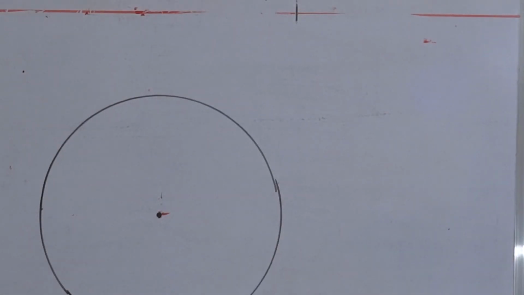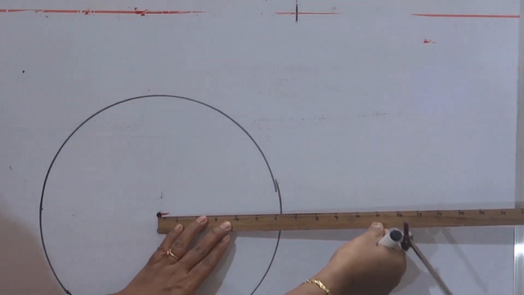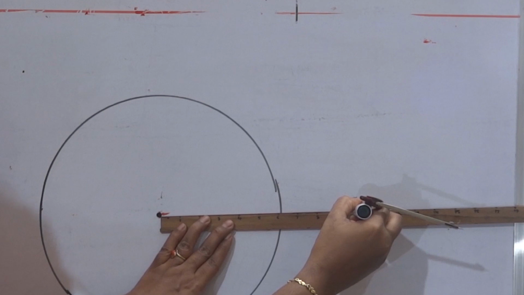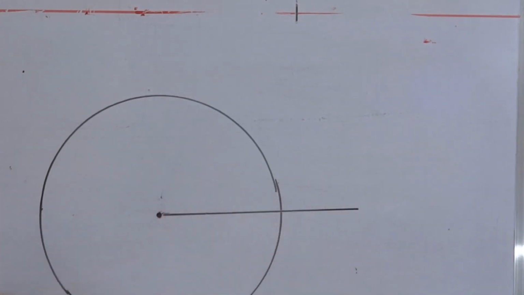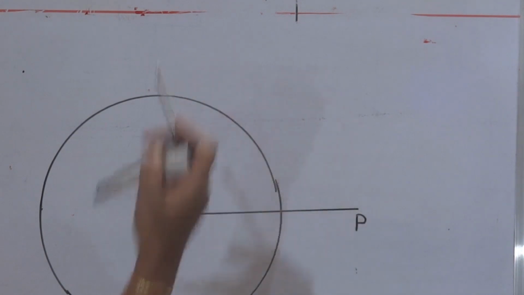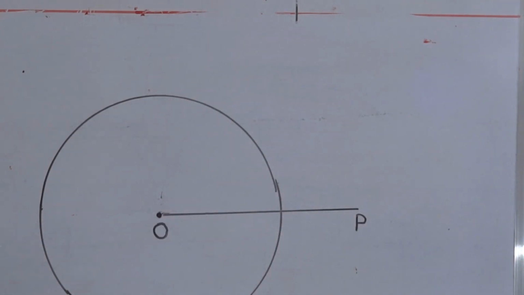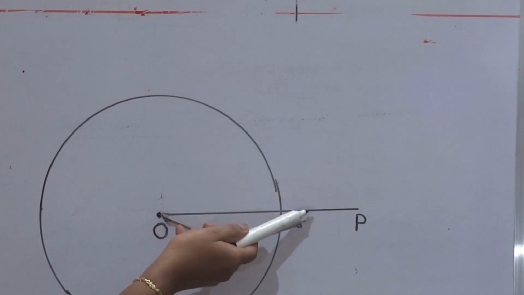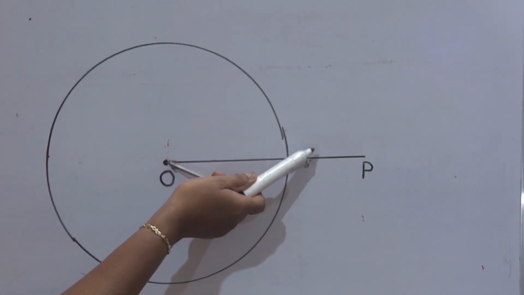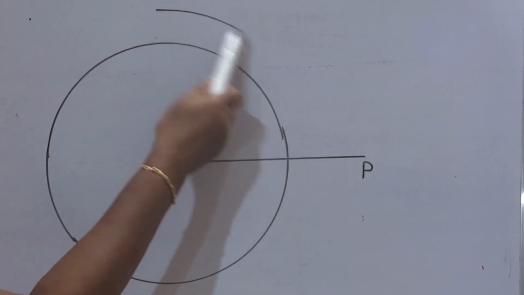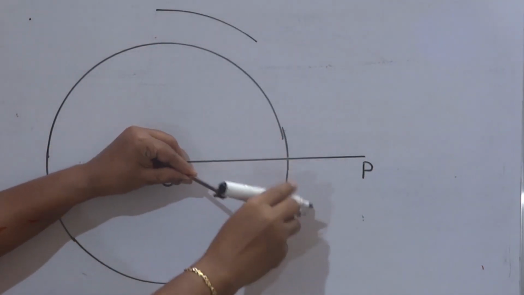Now from the center, mark a point 10 centimeters away from the center. This is point P outside the circle. This is the center of the circle. Now we have to draw the tangents to this circle of center O from an external point P. To do that, take this compass, take 3/4 length of this distance OP, and make arcs like this above and below this line segment OP.